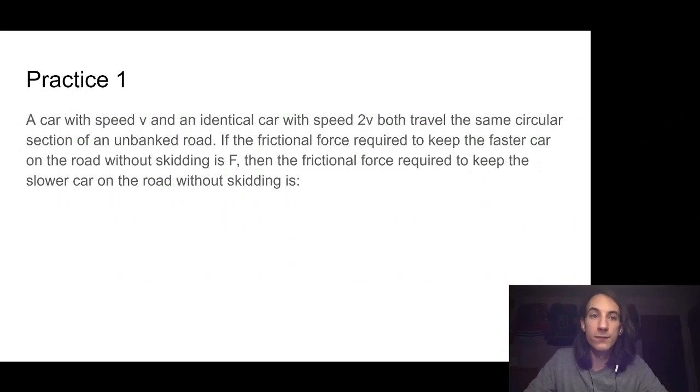Okay, so we got the first practice question. With this one, we're saying a car with speed v and an identical car with speed 2v both travel the same circular section of an unbanked road. If the frictional force required to keep the faster car on the road without skidding is F, then the frictional force required to keep the slower car on the road without skidding is something. So we're thinking about, hey, if we increase our speed, how does our force change accordingly?